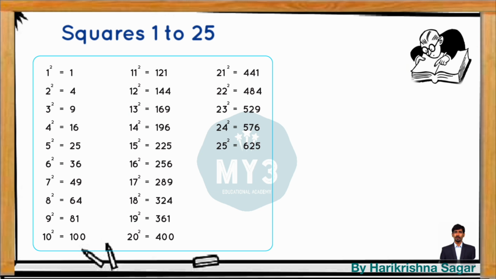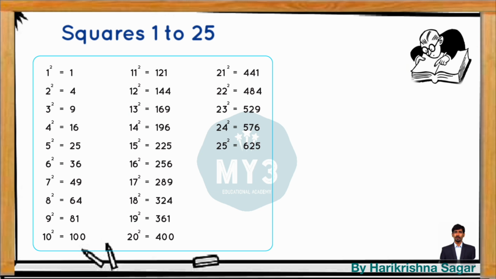1 square is 1, 2 square is 4, 3 square is 9, 4 square is 16, 5 square is 25, 6 square is 36, 7 square is 49, 8 square is 64, 9 square is 81, 10 square is 100, 11 square is 121, 12 square is 144, 13 square is 169, 14 square is 196, 15 square is 225, 16 square is 256, 17 square is 289, 18 square is 324, 19 square is 361, 20 square is 400, 21 square is 441, 22 square is 484, 23 square is 529, 24 square is 576, 25 square is 625. Remember by heart these numbers ranging from 1 to 25.